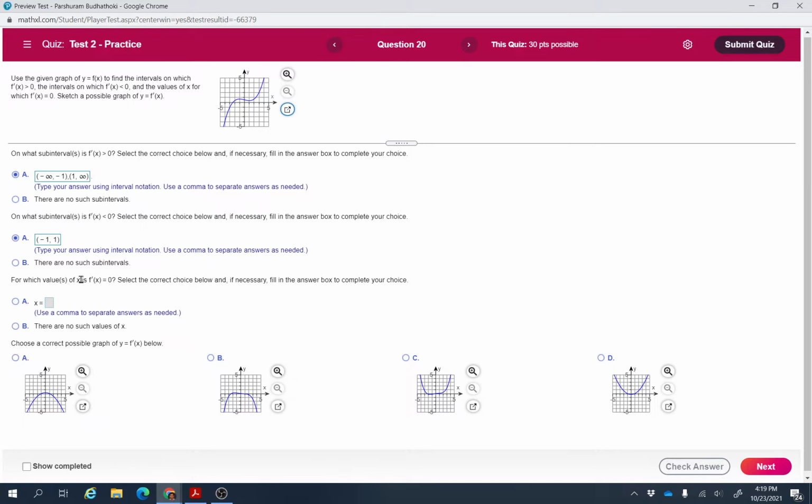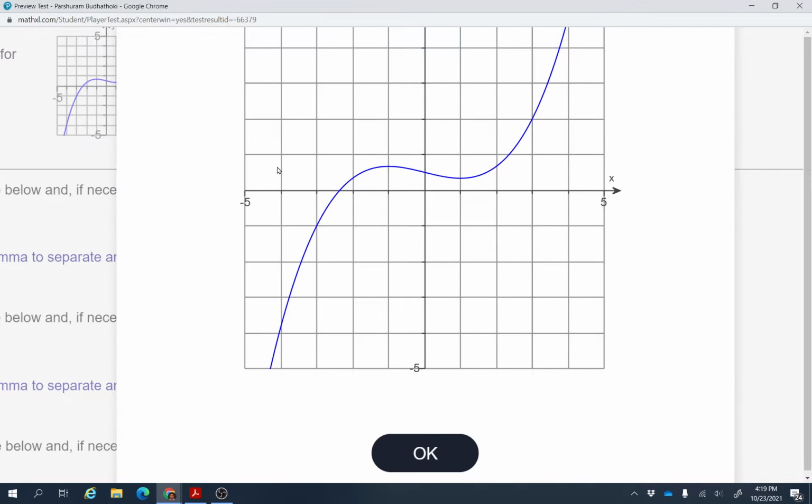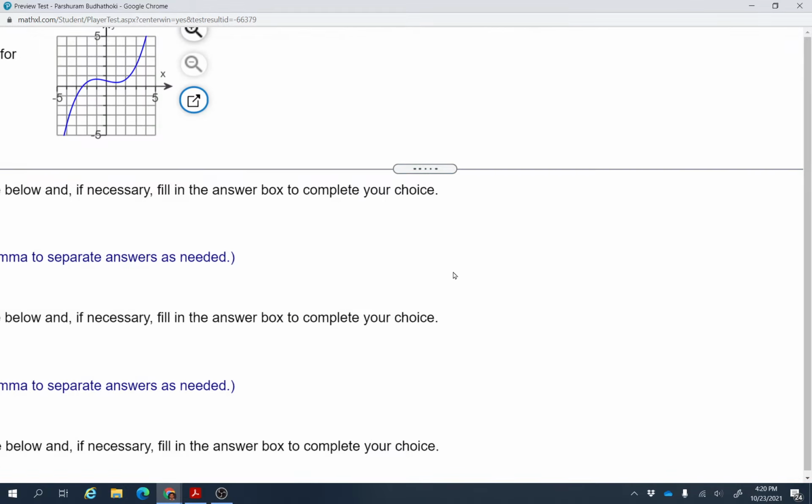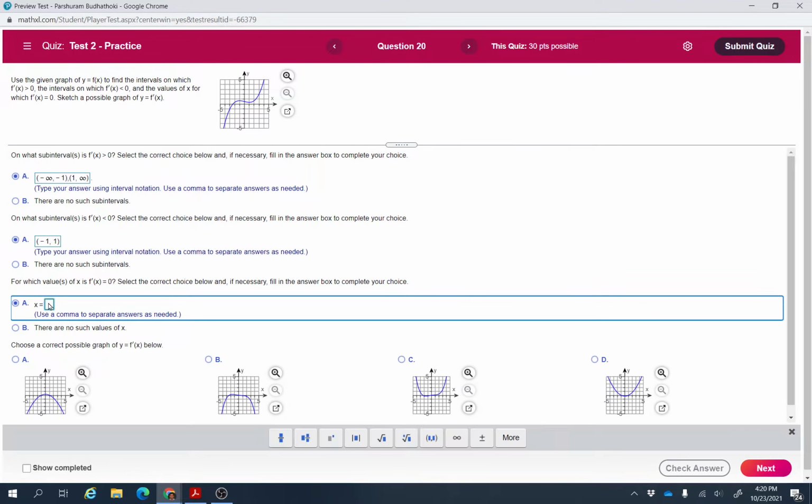For which value of x is the derivative 0? The derivative would be 0 where you have a horizontal tangent line. As you can see, at -1, if you draw the tangent line, it will be a horizontal tangent line, and at +1, if you draw the tangent line, it will be a horizontal tangent line, meaning the derivative is 0. So the derivative would be 0 when x is -1 and +1.